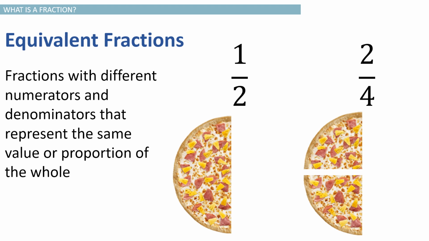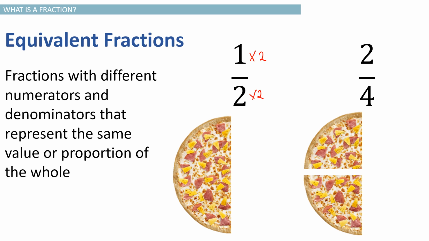So, equivalent fractions can be converted from one form to the other. 1/2 can be converted to 2 quarters and 2 quarters can be converted to 1/2. I will have to multiply the same number to both numerator and denominator. In this case, I multiply both by 2.